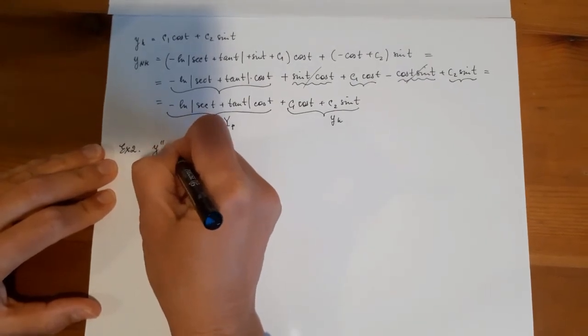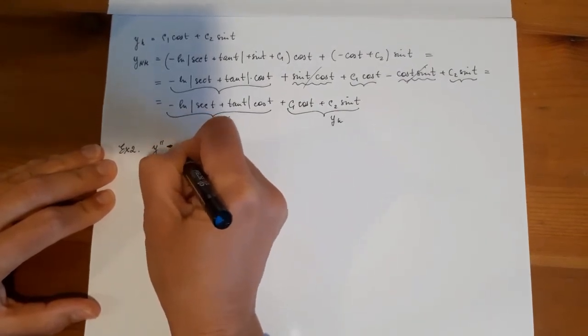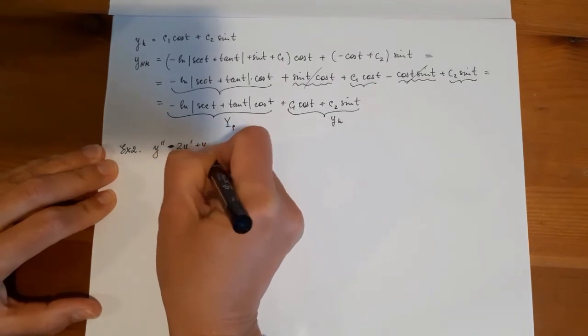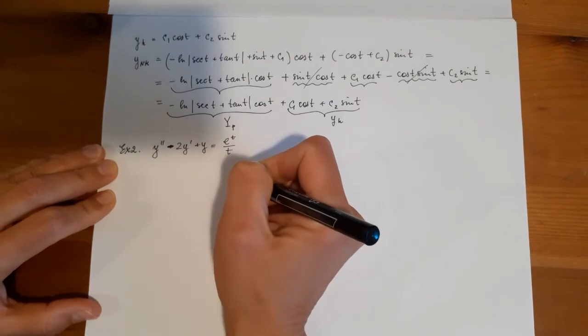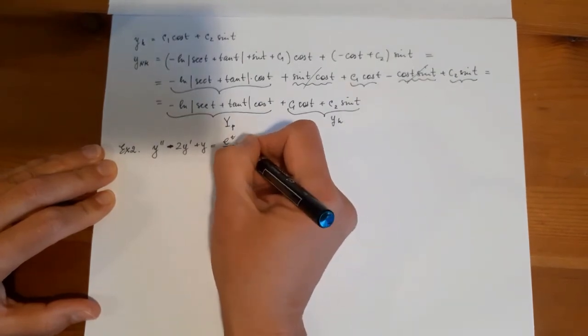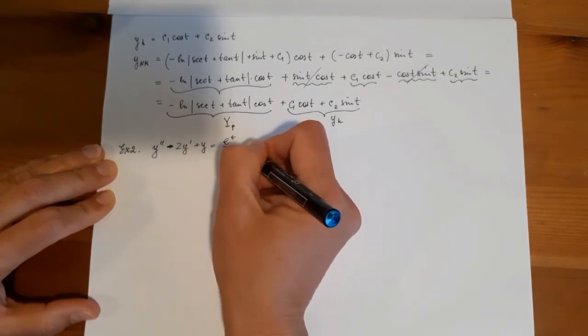The second derivative of y minus 2y prime plus y equals e to the power of t over t. Again, you see that's a combination of exponential and polynomial, but they are not combined as a product, they are combined as a fraction. That's going to be a problem.